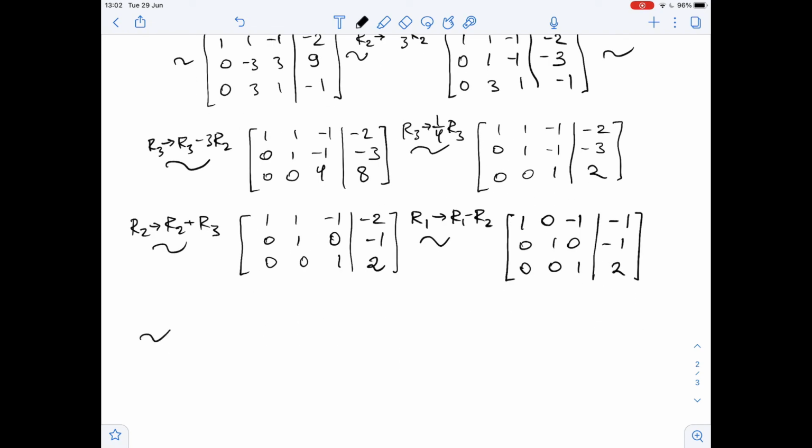And in the next step, we add row 3 to row 1. So row 1 turns into the sum of row 1 and row 3. So here it's 1, 0, 0, 1, 0, 1, 0, negative 1, 0, 0, 1, 2.